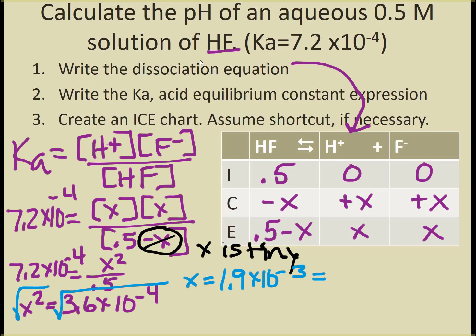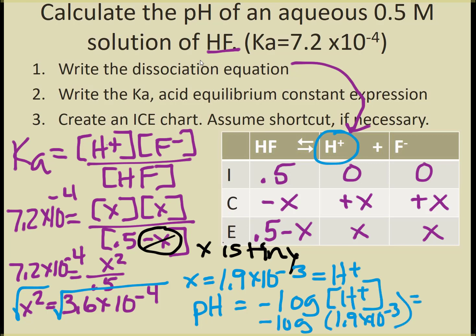And what is X? X is that hydrogen ion. So from this, it wants the pH. So I'm going to take the pH by taking the negative log of that hydrogen ion. And my final answer is 1.72 is my pH. So I just want to double check that it does come out to be an acid, as I know that it is a weak acid, so I should have a pH that's less than 7.